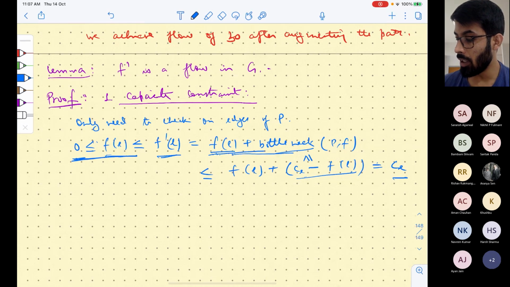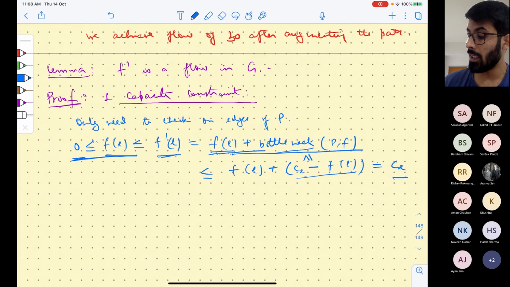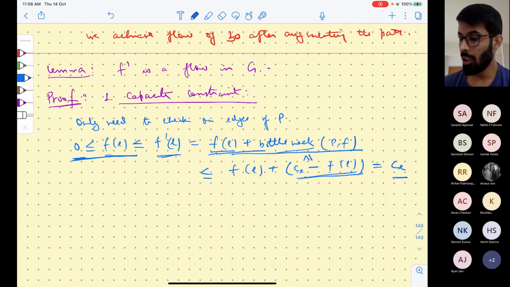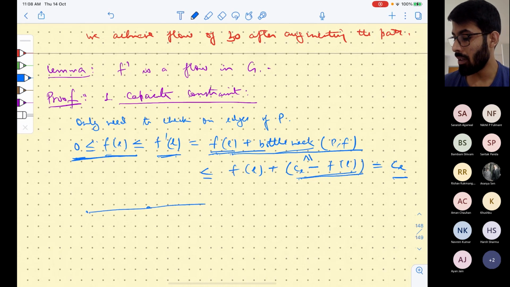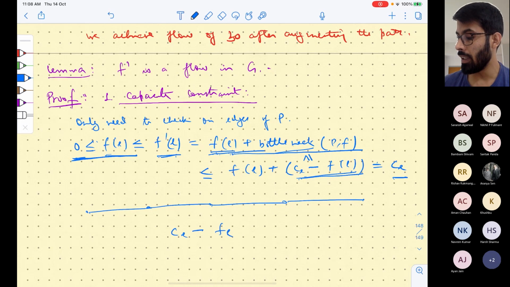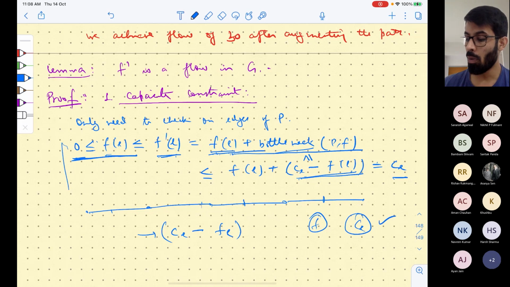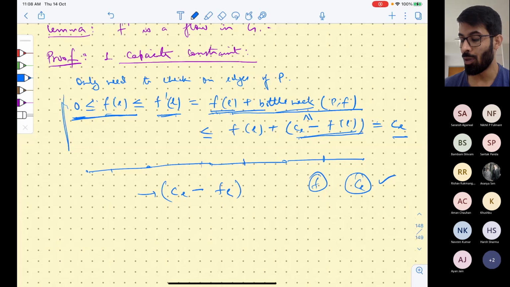Then by the definition of f prime of e, it is fe plus the bottleneck of P comma f. And what is this bottleneck? The bottleneck is the minimum value of C minus fe on this path. So basically you have a path, and you start with C minus fe, and whatever the minimum value of C minus fe is over all the edges, you increase the f value by that much. So of course it is not going to cross Ce for any edge, right? That is the idea. But this is the formal proof, and I will not spend too much time on it.